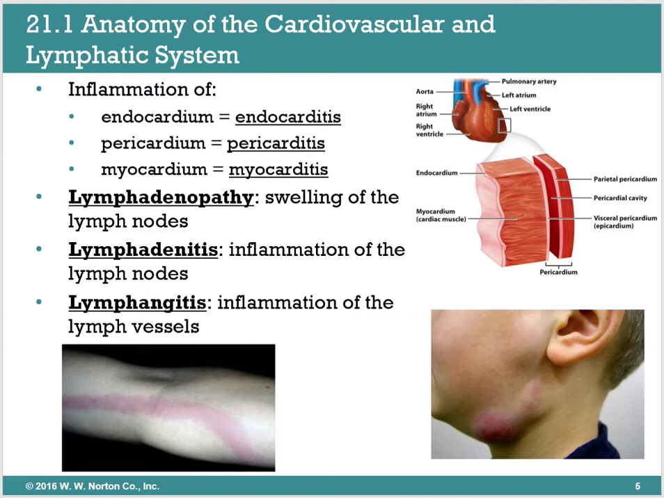Now with your lymphatic system, depending on what is actually swollen or inflamed will also determine how you categorize it. So if you have swelling of your lymph nodes, such as like the ones by your ear, jawline, or your armpits, that is called lymphadenopathy. Now, if you have actual inflammation, not just swelling, so if you have like redness to it, a lot of times that will be lymphadenitis. I believe that's how you say it.